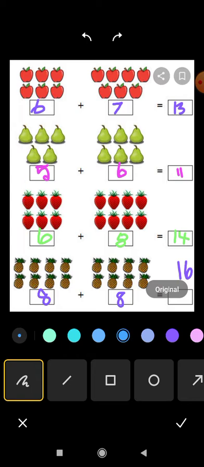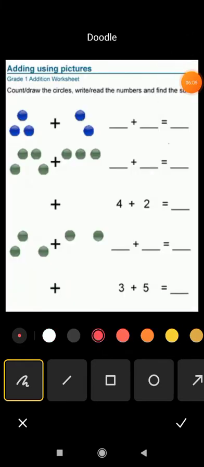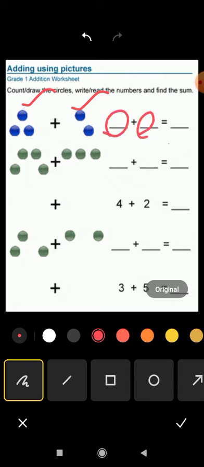Yes, I hope all of you understand adding groups of objects using pictures. Okay, the next thing: this worksheet also shows given diagrams, and after you count, finally you are going to write the sum of the two numbers. You write the answer here. Okay, we are going to count it now.